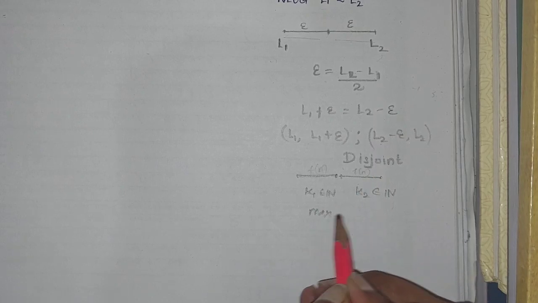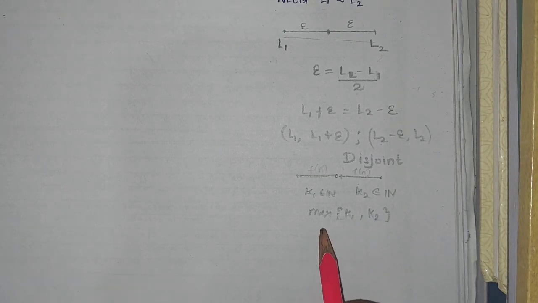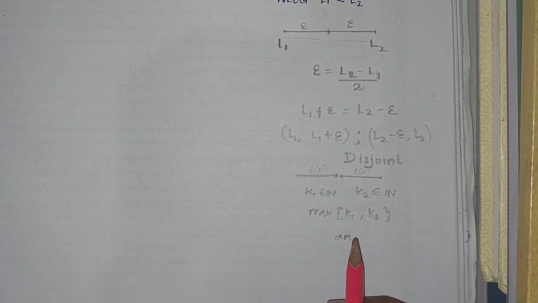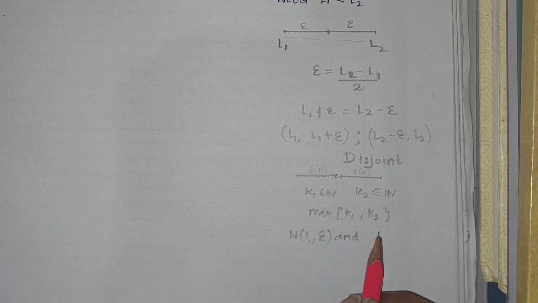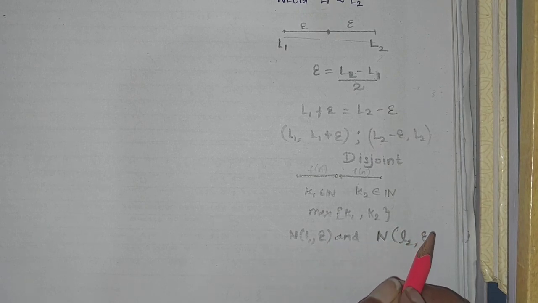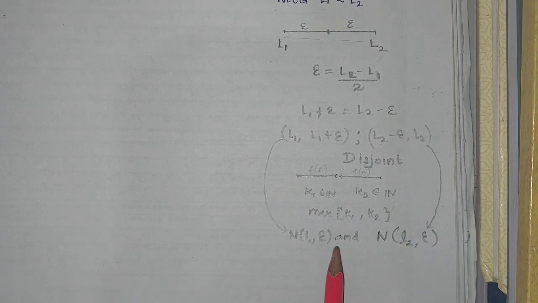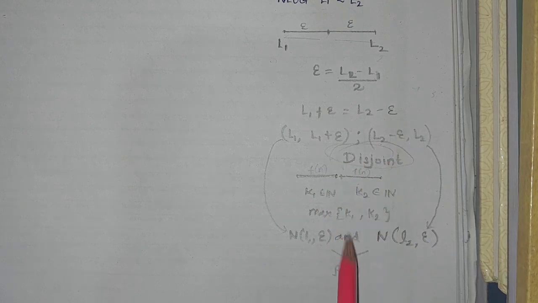If I take the maximum of K1 comma K2, then after this stage f of n lies here as well as here. That means it is in the neighborhood of L1 comma epsilon and the neighborhood of L2 comma epsilon. So f of n belongs to both of these, but by my construction both are disjoint. That contradicts the assumption, and hence I can prove it by contradiction.